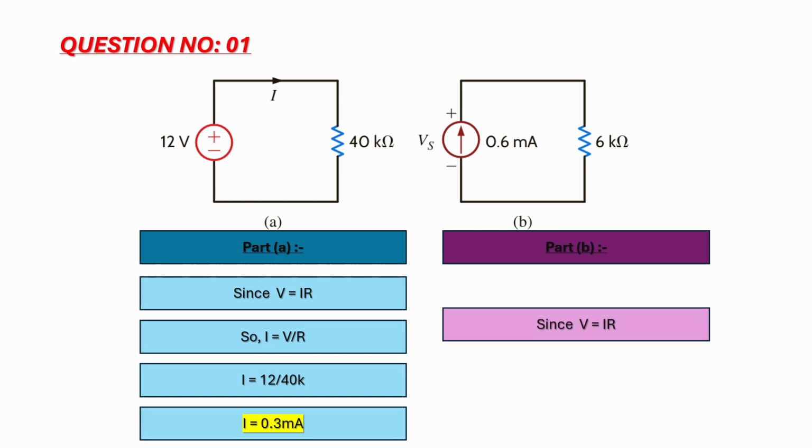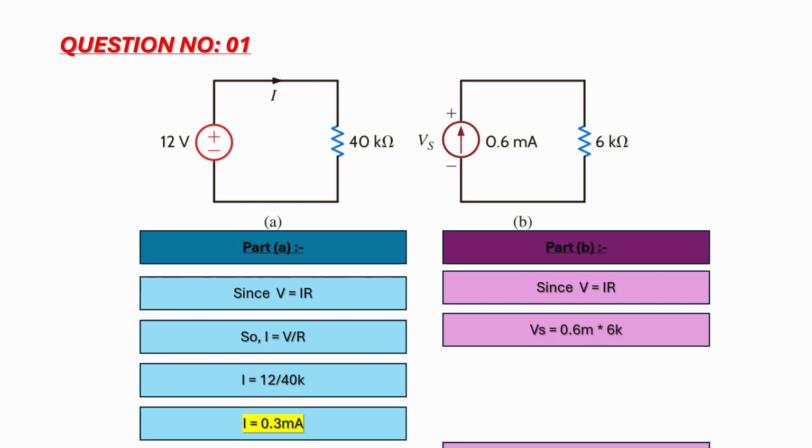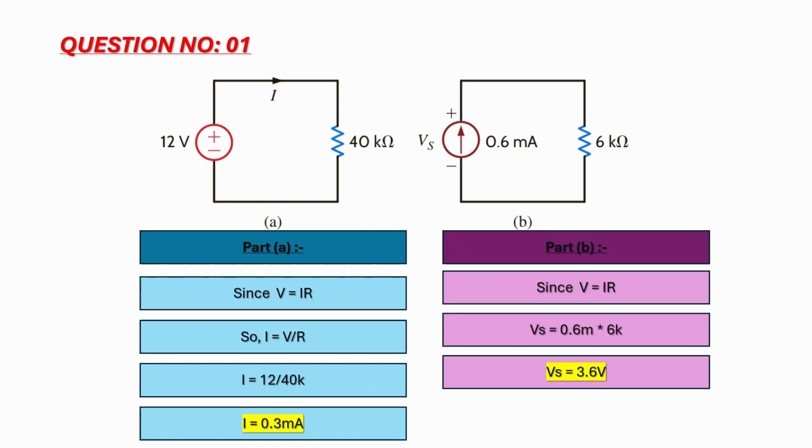Part B. In this part, we are asked to find the voltage across a 6 kilo ohm resistor, while the current is already given as 0.6 milliamperes. Using the same formula, again V equals IR, when we multiply 0.6 milliamperes by 6 kilo ohms, the result comes out to be 3.6 volts.